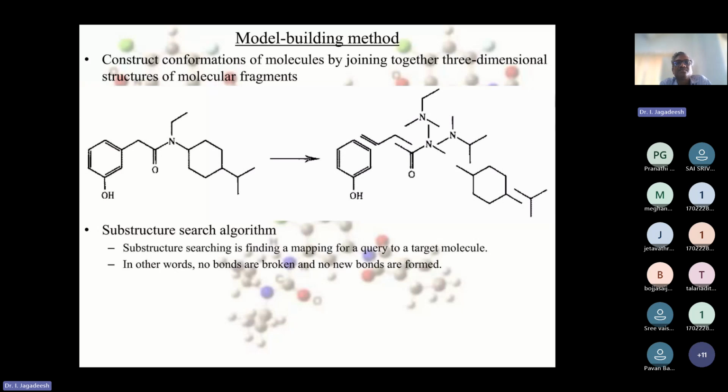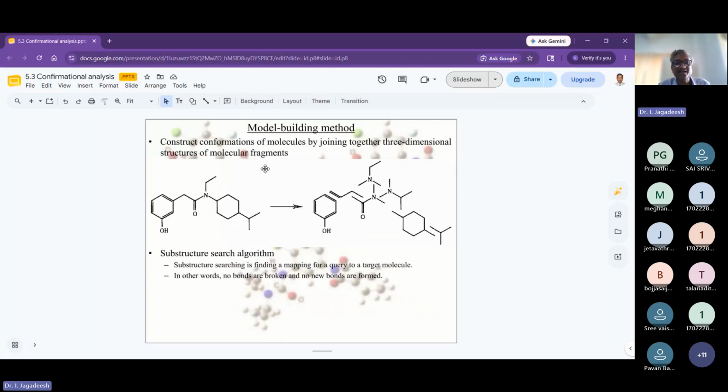Another one is the molecular dynamics methods. We are going to have a model building with respect to each fragment of your molecule. In this particular case, you construct conformations of the molecule by joining together three-dimensional structures of the molecular fragments.